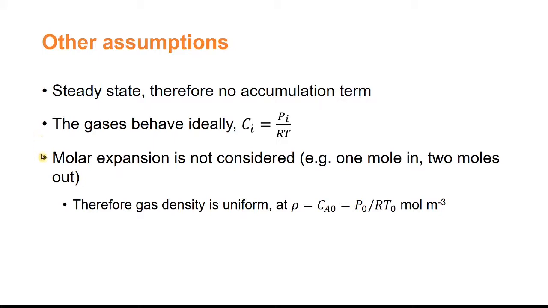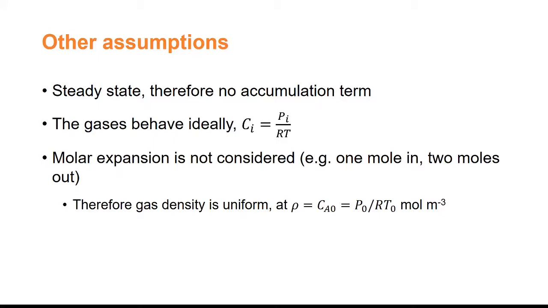We will also assume no molar expansion, which means that for a reaction that is not equimolar, for example, more moles of product than there are of reactants, or the other way around, there are more moles of reactant than there are of product. If that is the case, then you would expect the pressure to change in the reactor. Pressure might increase if you are producing more moles as the reaction is progressing, or it could decrease if you are consuming moles.